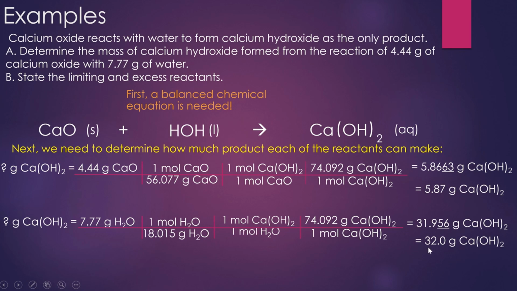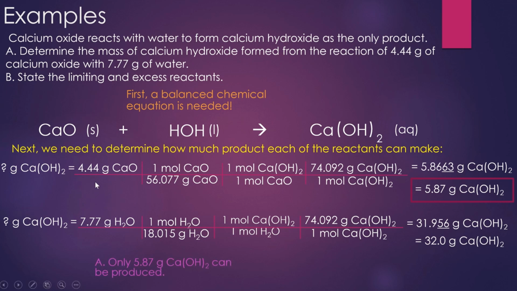I need to compare these two values. Which one can I actually make? You want to choose the smaller of the two amounts, 5.87 grams of calcium hydroxide. With 4.44 grams of calcium oxide, I can only make 5.87 grams of calcium hydroxide. What happens if I try to make 5.88 grams of calcium hydroxide? I've got enough water, for sure, but I will have run out of my calcium oxide. I'm limited to only 5.87 grams of calcium hydroxide with 4.44 grams of calcium oxide.